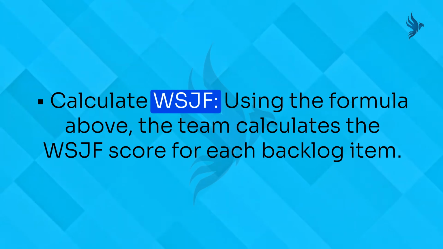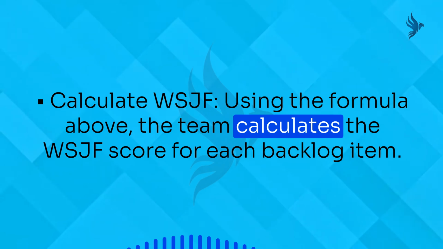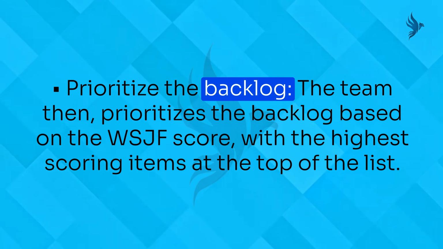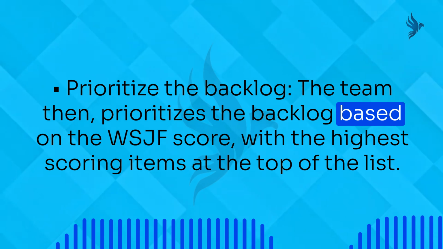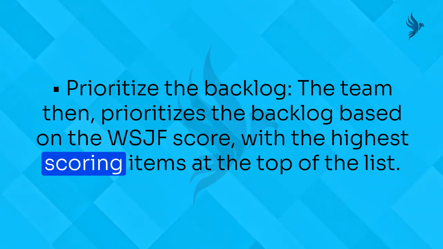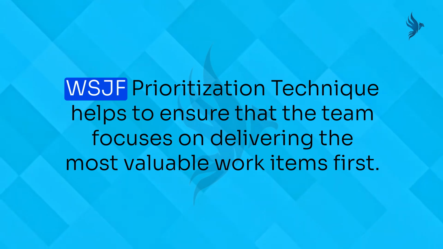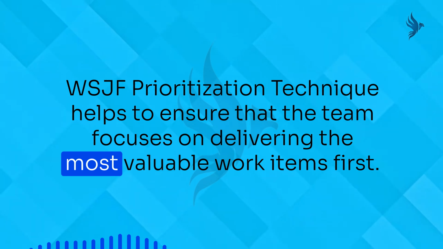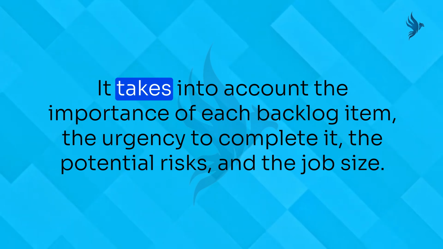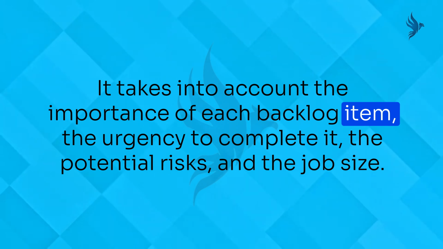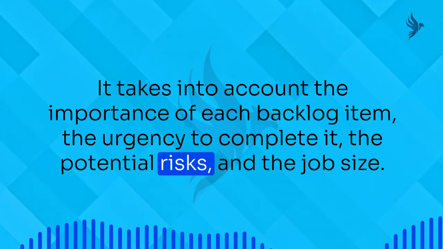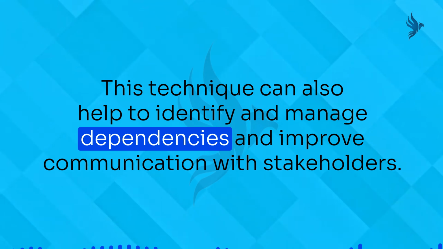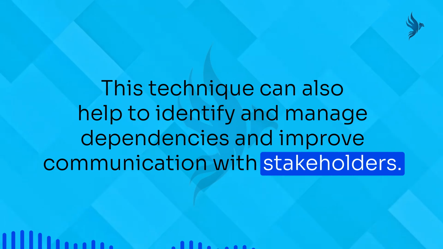Calculate WSJF. Using the formula above, the team calculates the WSJF score for each backlog item. Prioritize the backlog. The team then prioritizes the backlog based on the WSJF score, with the highest scoring items at the top of the list. The WSJF prioritization technique helps to ensure that the team focuses on delivering the most valuable work items first. It takes into account the importance of each backlog item, the urgency to complete it, the potential risks, and the job size. This technique can also help to identify and manage dependencies and improve communication with stakeholders.